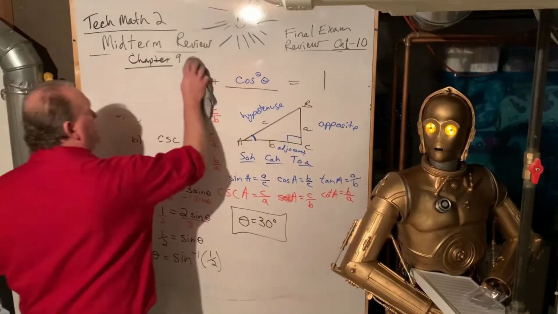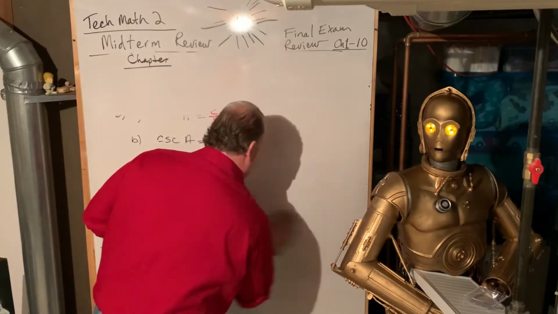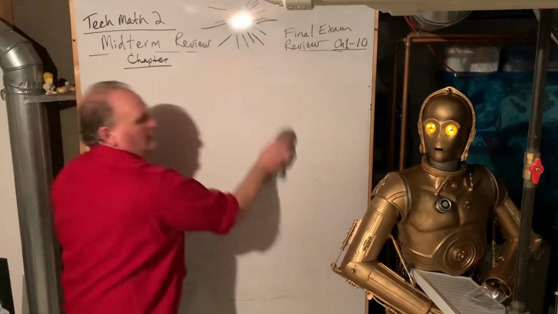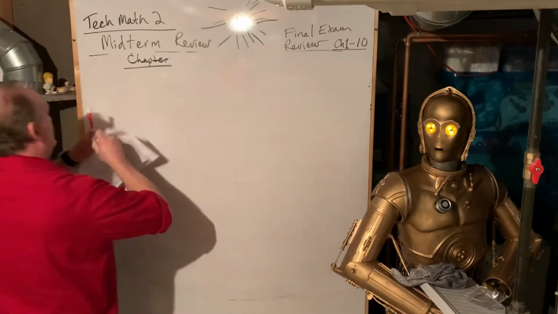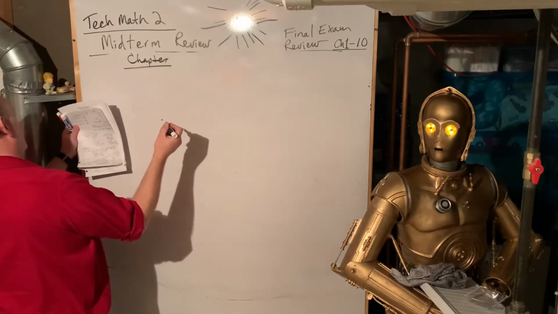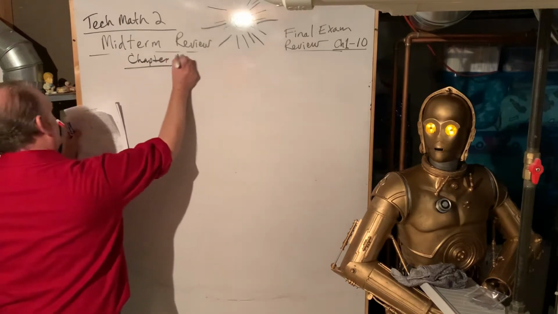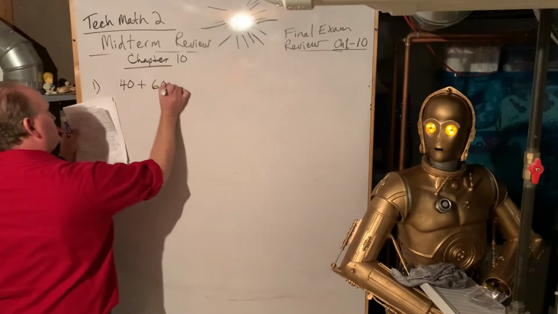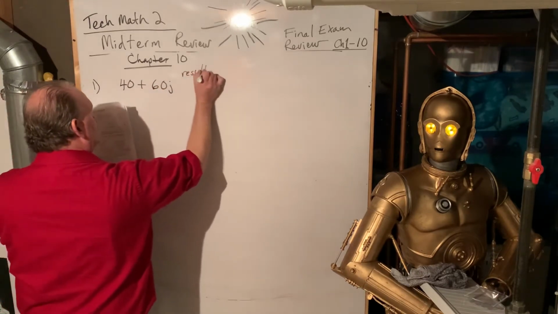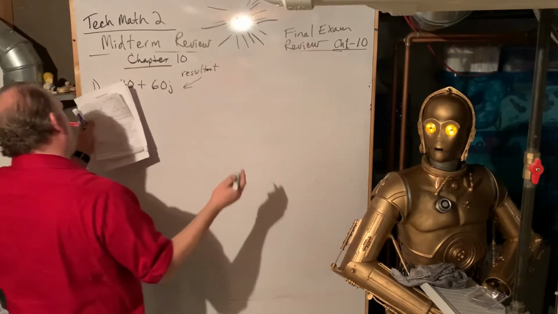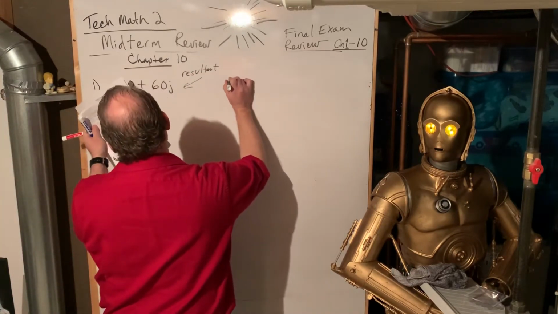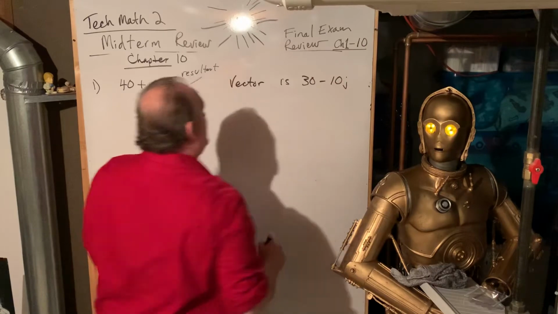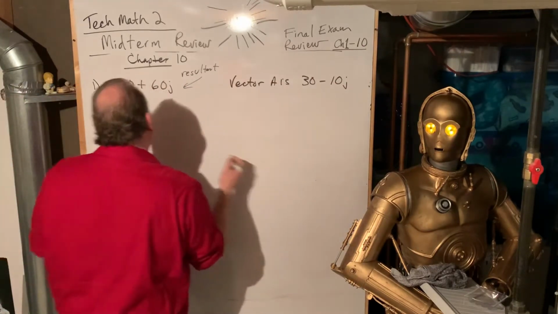And the last, chapter 10. It's going to look like this. So chapter 10, they want to know what if 40 plus 60j is the resultant, and vector A and vector B are added. Vector A is 30 minus 10j. And then vector B is unknown. They're saying find B.